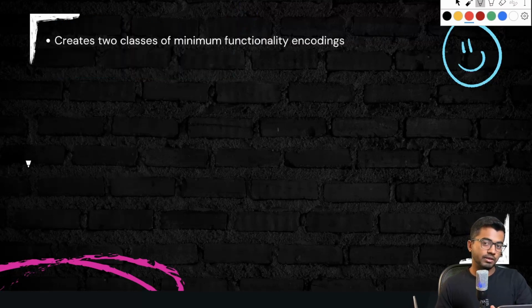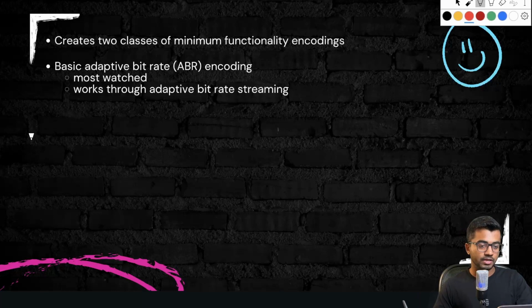Let's dive a little bit deeper into the minimum functionality encodings that they did. The minimum functionality encoding had two major parts to it. The first part is the basic adaptive bitrate encoding, or basic ABR. ABR is a pretty standard terminology in video streaming services, and these consume the major part of the videos that Instagram had.